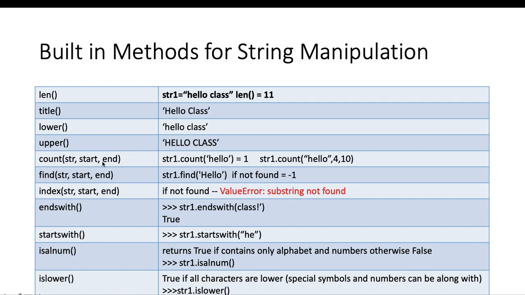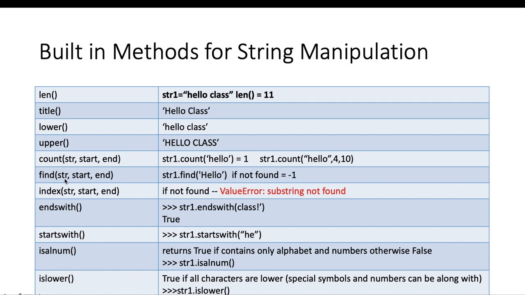Count takes str, start and end. This is the syntax: str1.count('hello') will give 1, because in our string there is only one word hello. So this str is the substring which we have to count, and str1 is the main string in which we have to count that substring, as mentioned here, hello.